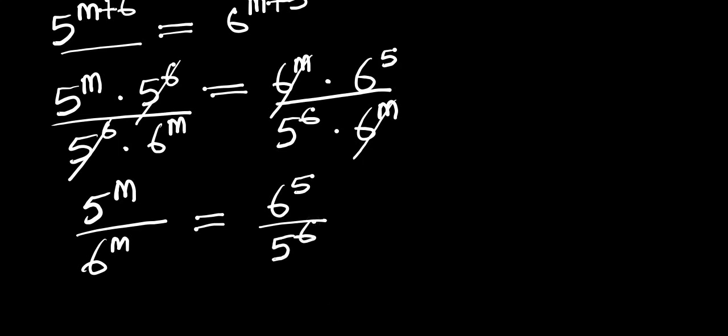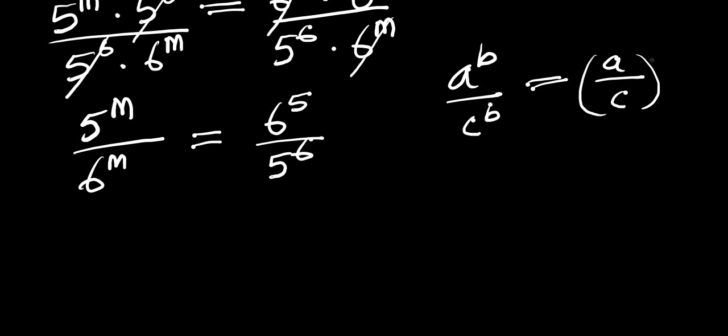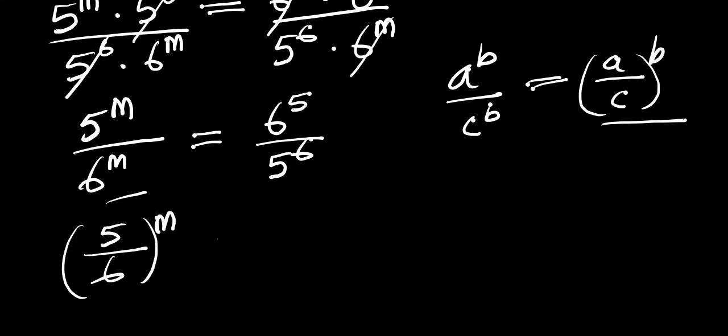Now the next thing we are going to do is, if you have a to the power of b divided by c to the power of b, this simply means you can rewrite this as a divided by c all to the power of b. So let's apply this right here. We are going to have 5 divided by 6 all to the power of m, and this equals 6 to the power of 5 divided by 5 to the power of 6.